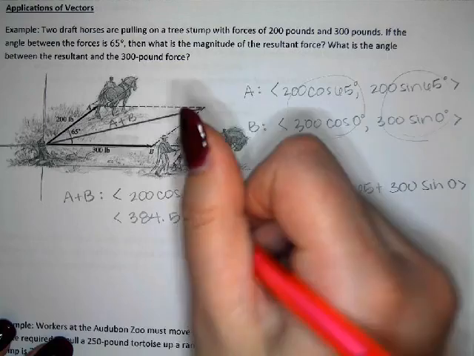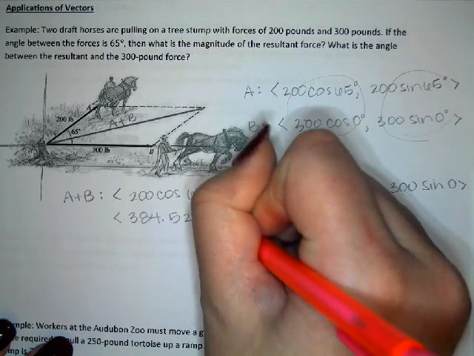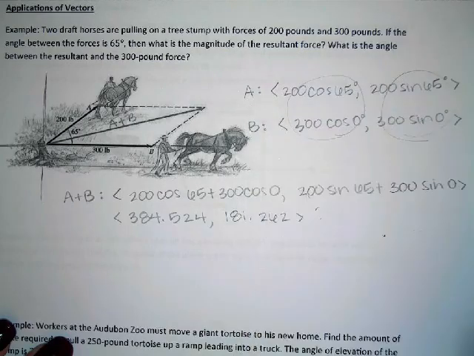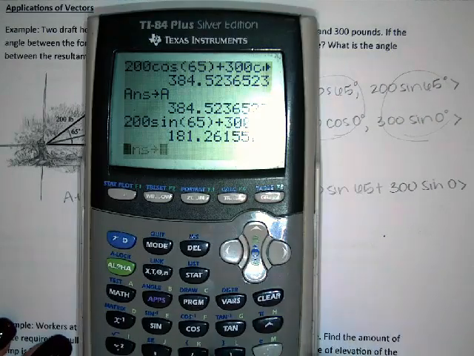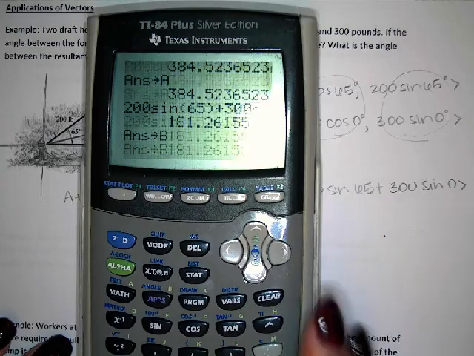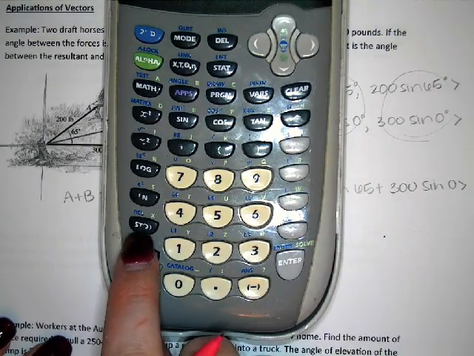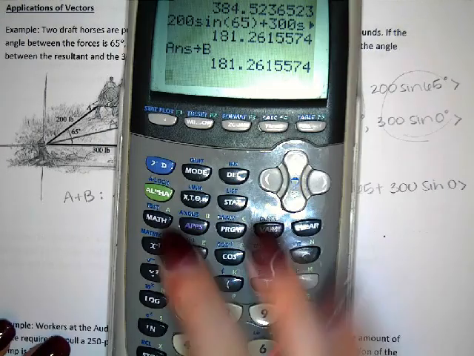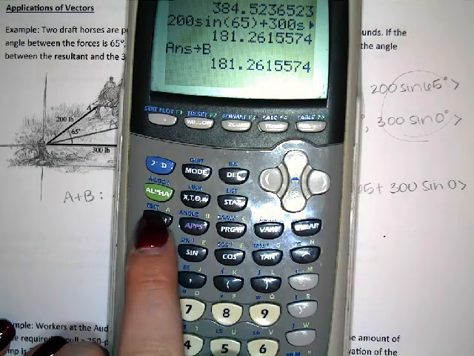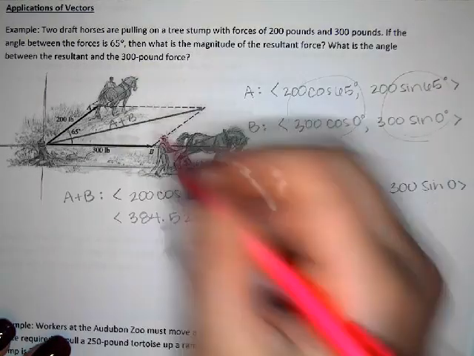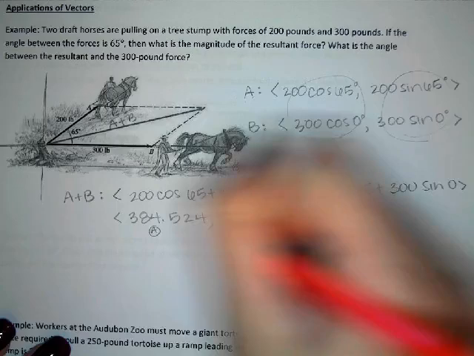And remember, to store a number, I just hit STO down here, store, and then I choose a letter, and I chose A and B up here. Horizontal component, vertical component. Okay, and there we go. Okay, so for this resultant force, I just want to be able to figure out what the magnitude of that force is.